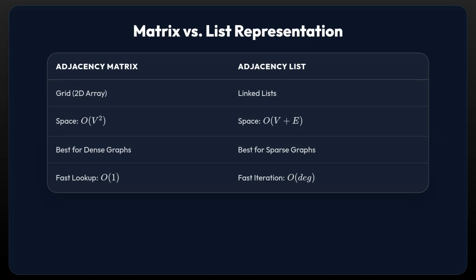On the right, the adjacency list. This is a dynamic collection of pointers. It only stores connections that actually exist, making its memory usage proportional to V plus E. As we will see, this difference is critical for traversal.